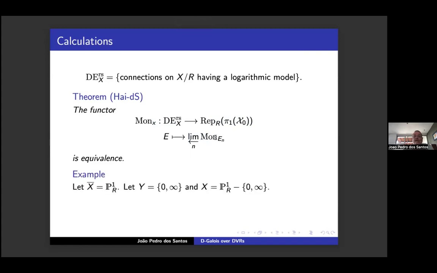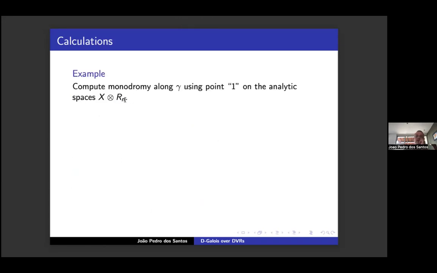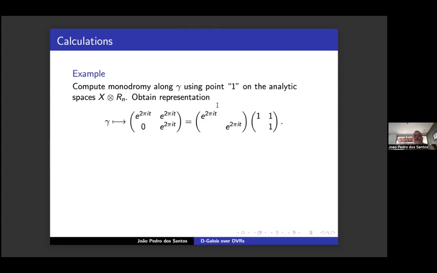And let me finish with a calculation which has a surprising answer, at least for me it was surprising. So you take a very simple setting, just take P1 and remove 2 points. And you consider this very explicit differential equation, just a constant Euler differential equation. So I have a regular singularity here and a constant term here. Now I reduce modulo t to some power. So I mean t is now something which to the power n equals 0. So I can compute monodromy just using the usual functions, and the monodromy is this one.